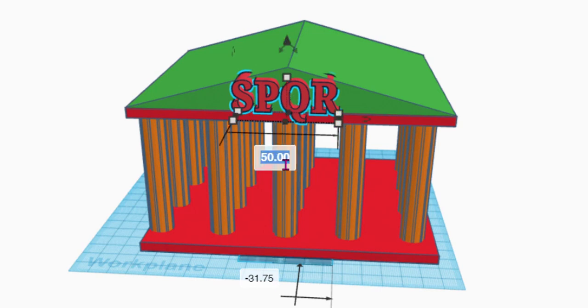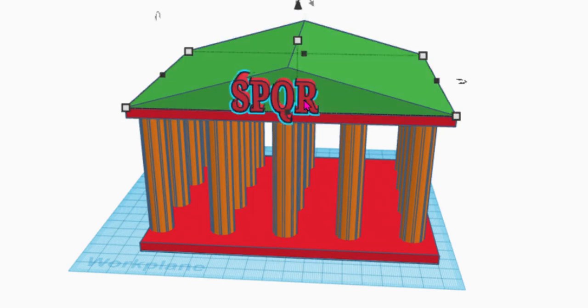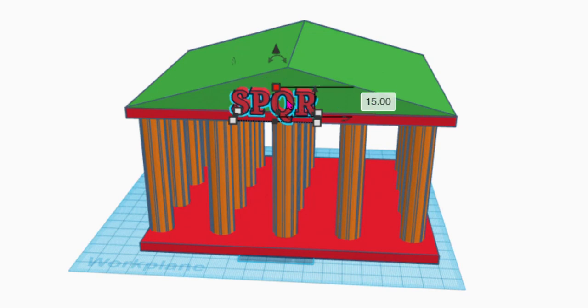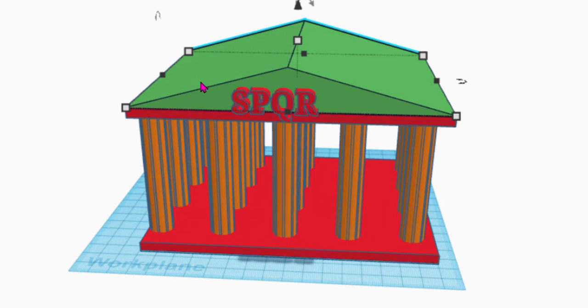So a lot of this is to do with just experimentation to get it so that you're quite happy with it. So again, I'm just going to get the height and move the height down a little bit further. So let's go for 15 now, much smaller. Oops, I've accidentally moved the roof. I'll just do my undo button there.